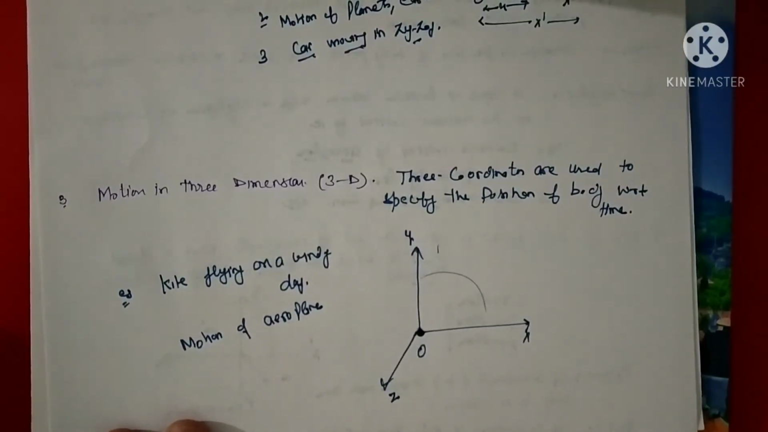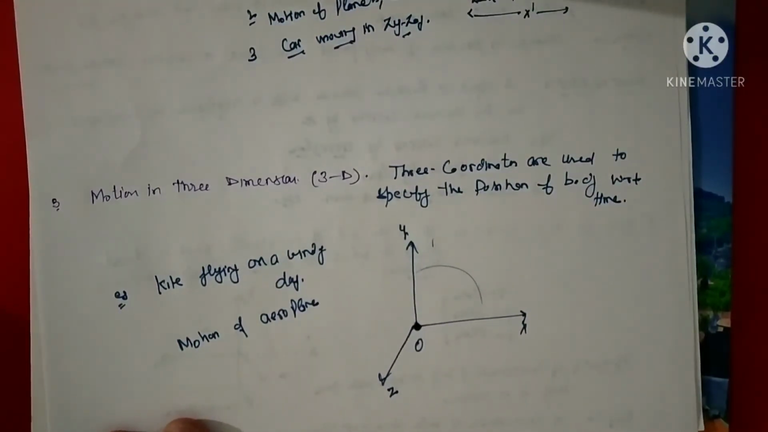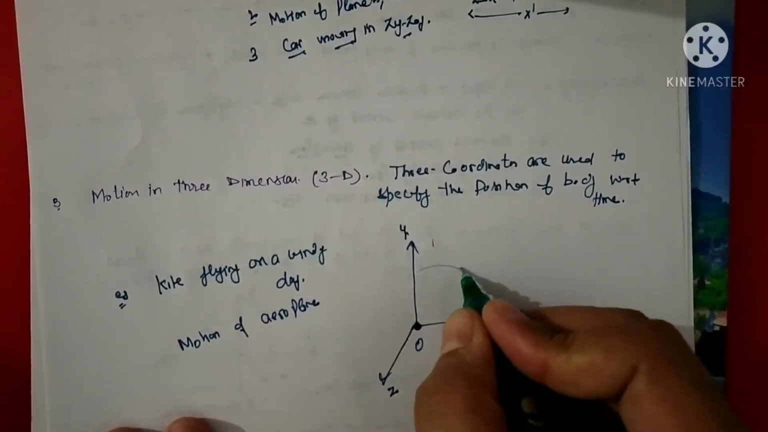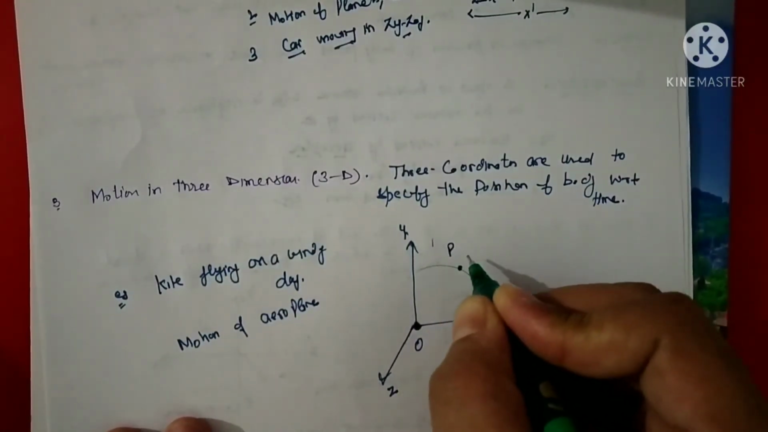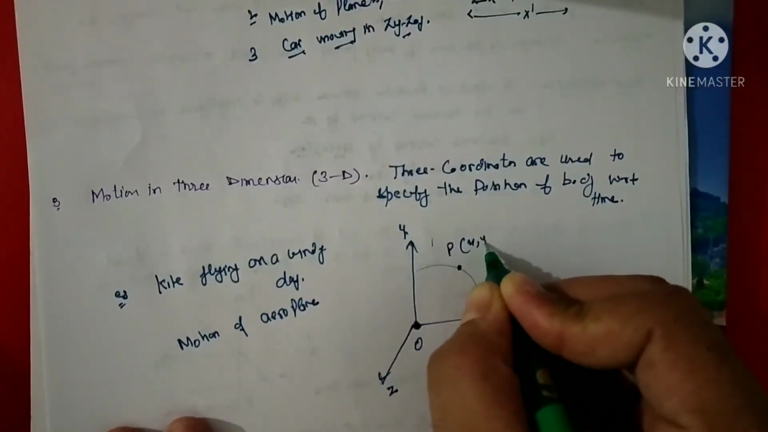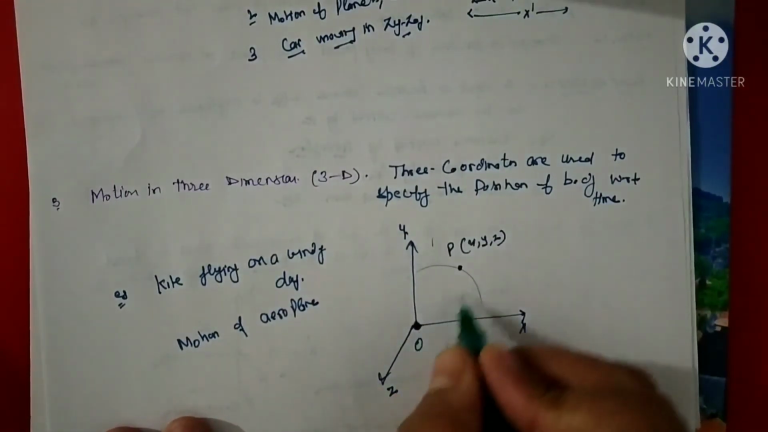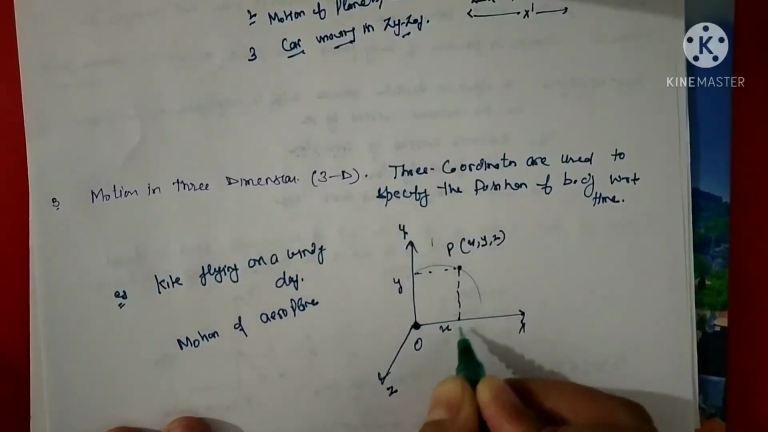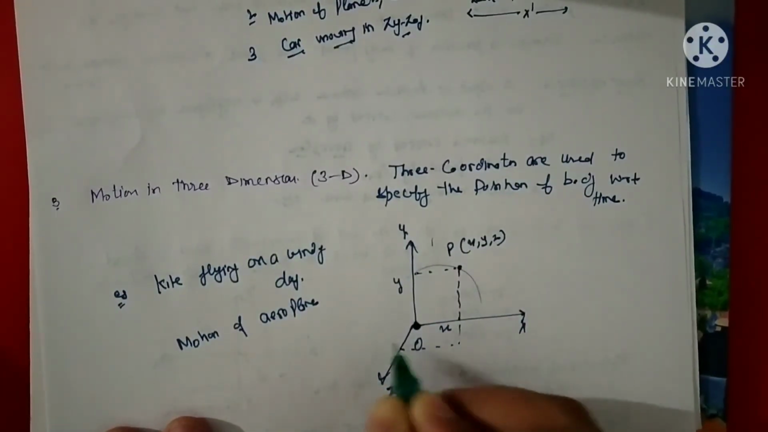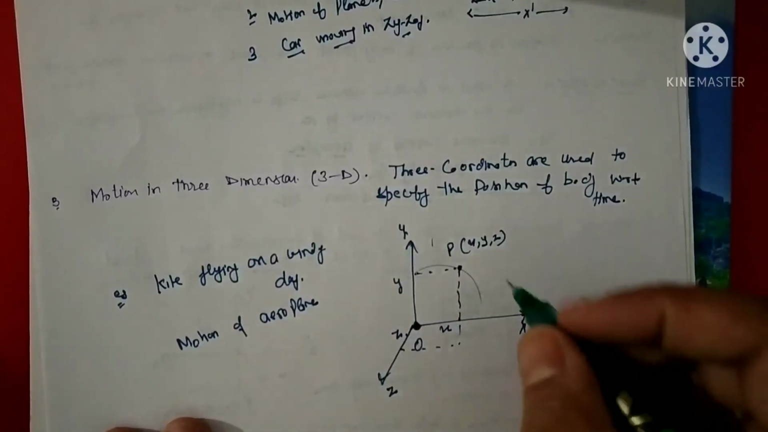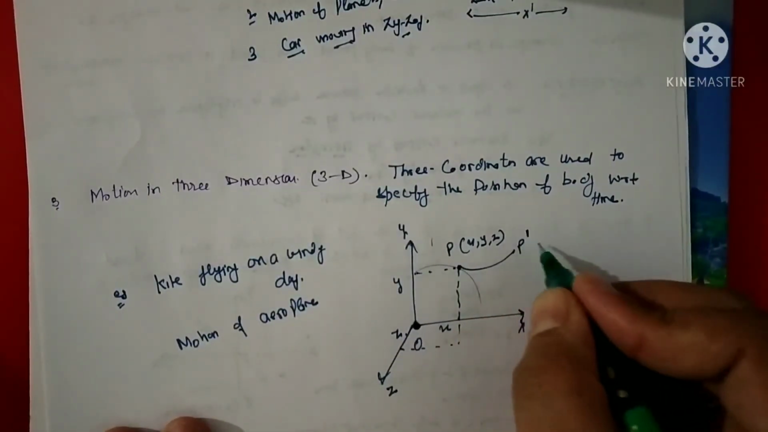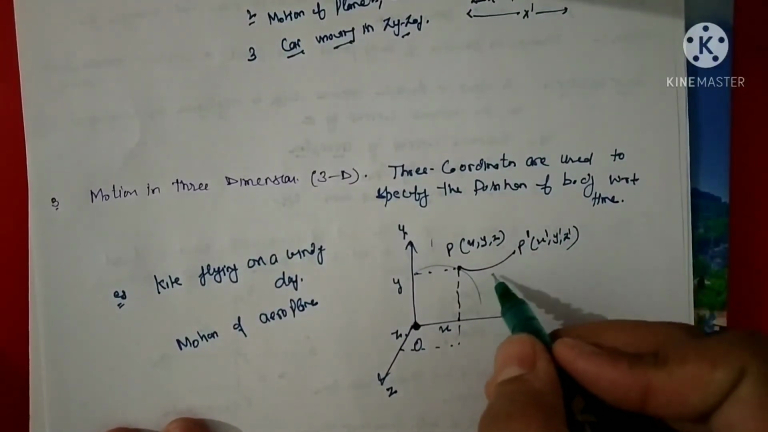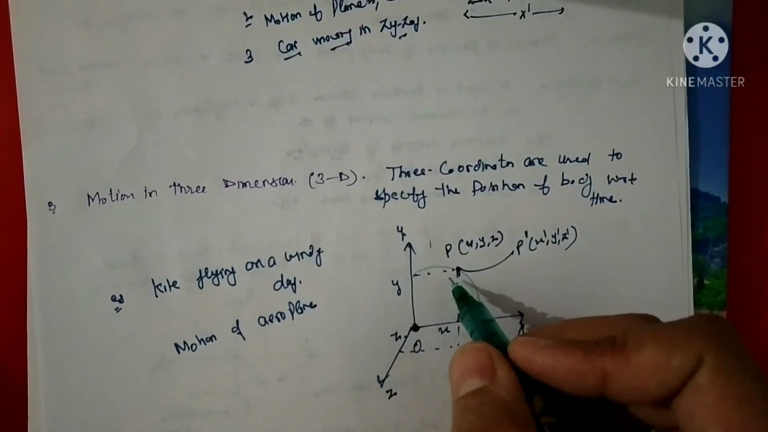So three coordinates are used to specify the position of the body with respect to time. Suppose here P is the position of the body at any instant of time t. So x, y, z coordinates are used to specify it. Here we have x, here we have y, and here we have z. Suppose the body has changed its position from P to P dash, with coordinates x dash, y dash, and z dash. So these are the three coordinates used to specify three-dimensional motion.